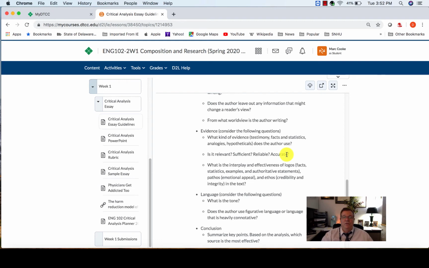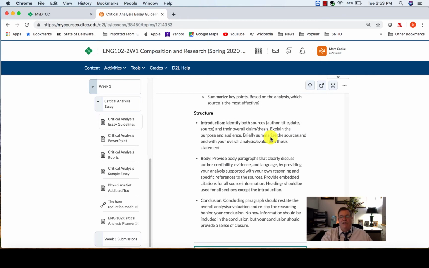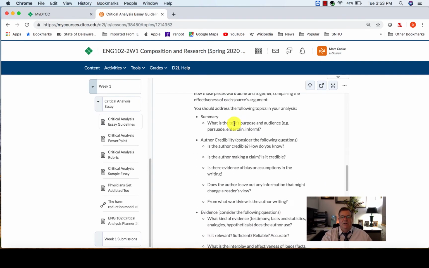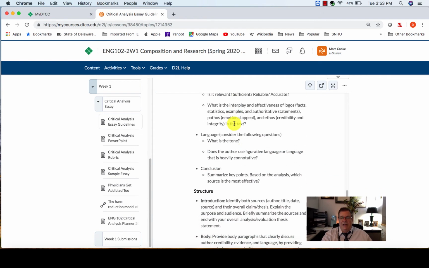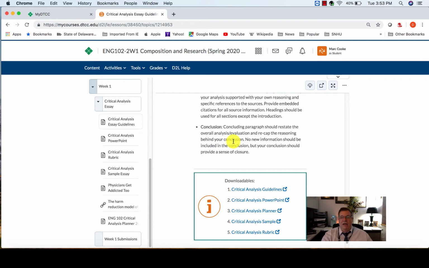The next section deals with language, and again we have 2 questions, so this is going to be a little bit shorter of a section. And then finally you have your conclusion. Obviously you're going to have an introduction, and then you're going to have body paragraphs dealing with author credibility, evidence, and language. And then you are going to have a conclusion. So those are the guidelines.